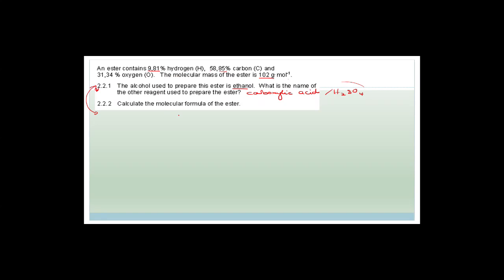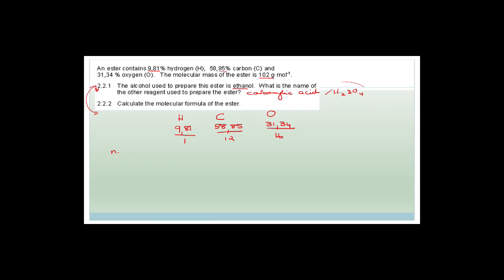So let's look at it. We've got hydrogen, which makes up 9.81%. We've got carbon, which makes up 58.85%, and oxygen, which makes up 31.34%. Okay, now remember how you do this? You assume that we've got 100 grams of it. Therefore, the percentages are your grams. We're then going to divide by the molar mass to find the number of moles so we can get a mole ratio. So this is 1, this is 12, and this is 16.